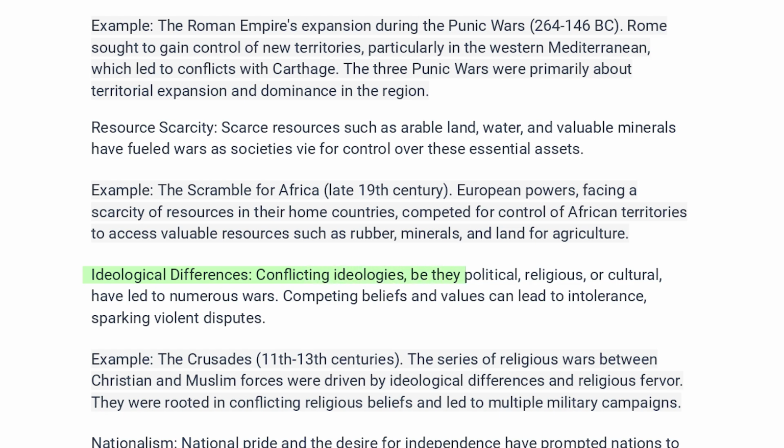Ideological differences. Conflicting ideologies, be they political, religious, or cultural, have led to numerous wars. Competing beliefs and values can lead to intolerance, sparking violent disputes. Example: the Crusades, 11th to 13th centuries. The series of religious wars between Christian and Muslim forces were driven by ideological differences and religious fervor. They were rooted in conflicting religious beliefs and led to multiple military campaigns.